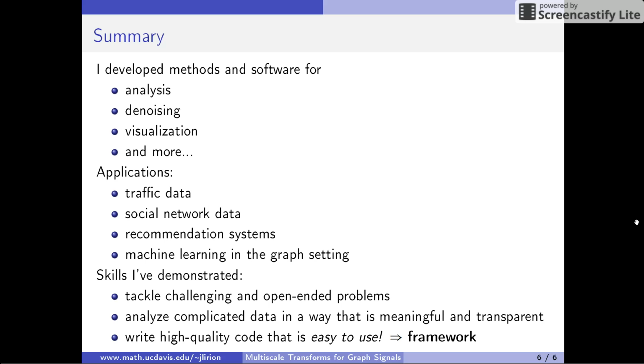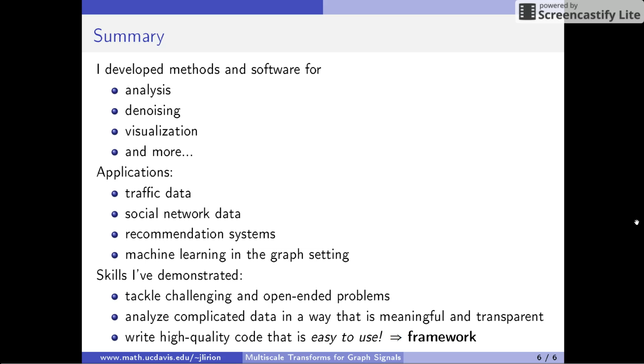Another application is recommendation systems. Along the lines of social network analysis, one of the ways we can recommend things is to identify people with similar interests and use one person's preferences to recommend to the other, and vice versa. A little bit more of an abstract application would be machine learning in this general graph setting. For example, these methods could be applied to the problem of classifying nodes in the graph.